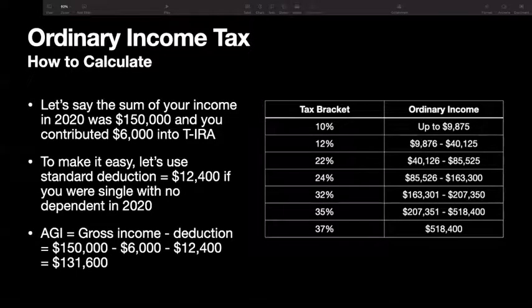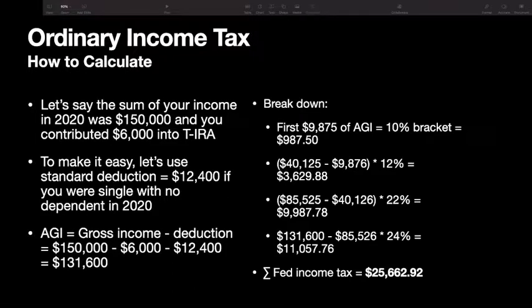So your adjusted gross income will be your gross income of $150,000 minus the deductions, which will be 150 minus 6,000 for the traditional IRA and 12,400 for the standard deduction of 2020. So your adjusted gross income will be $131,600. So let's plug that into the table on the right.